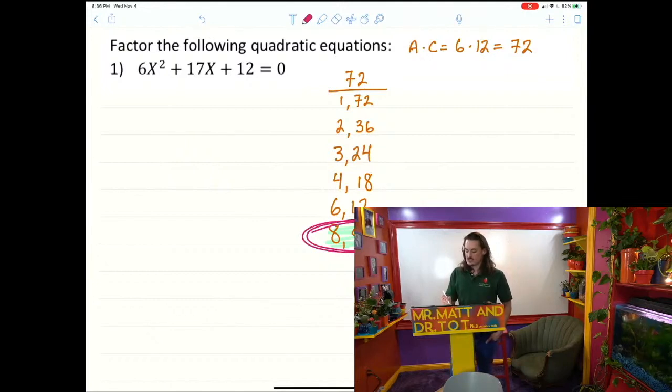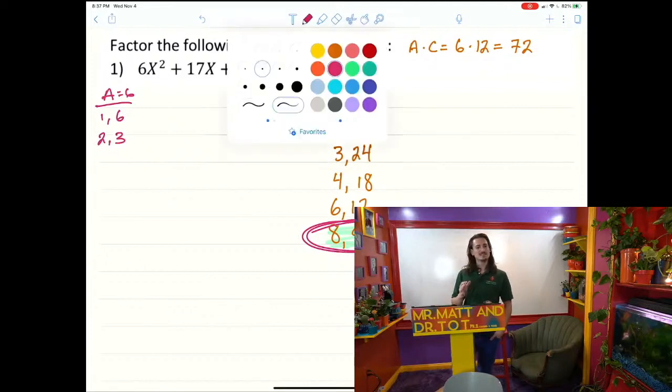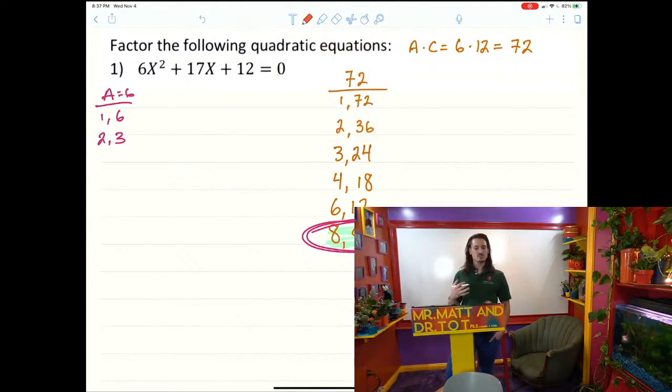Now, what we have to do is also consider the factors of a. A is equal to 6, so our factors are 1 and 6, 2 and 3. What I need to do is, and this is a little bit of guess and check, it's not like a science to this, and this is what can be frustrating to a lot of students.